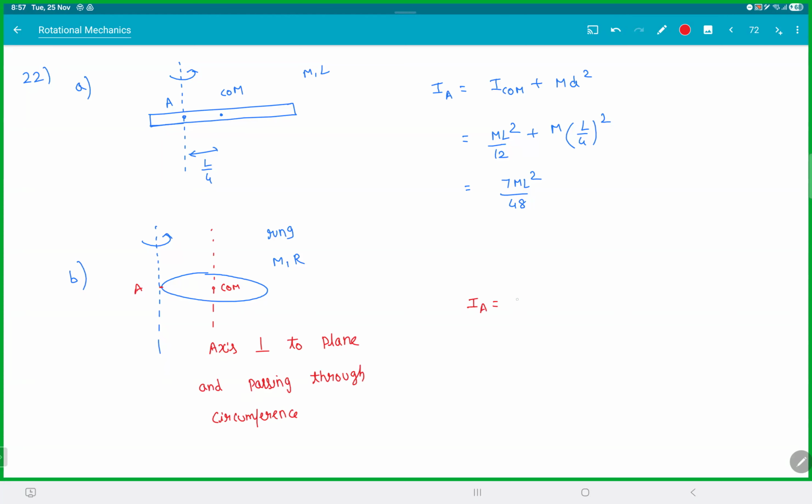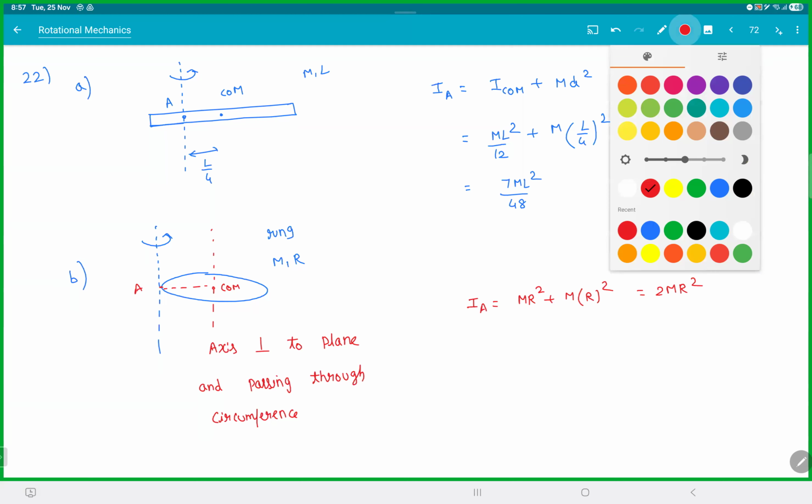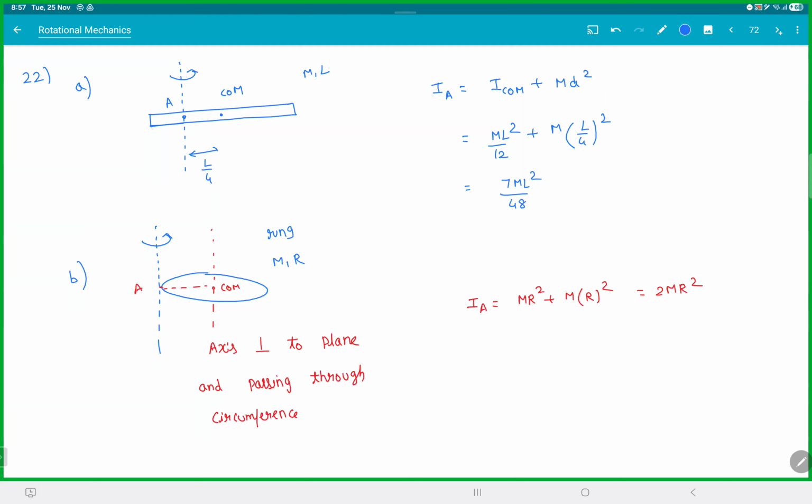I about A will be I center of mass plus md squared. For a ring, what is the moment of inertia about center of mass? MR square, plus M into the distance, which is also R, so 2MR square. Can you see? This saves you a lot of time. No integration, nothing, you'll get the answers. But you should know the center of mass result. If you don't know your standard result, then you can't do the question anyways. Clear? So let's see a few more.